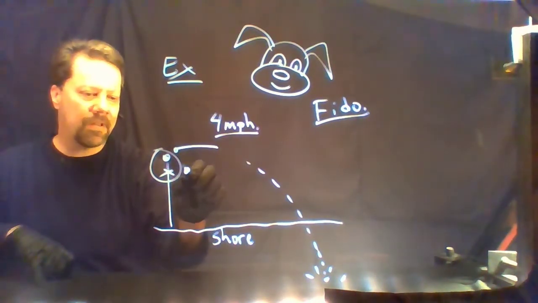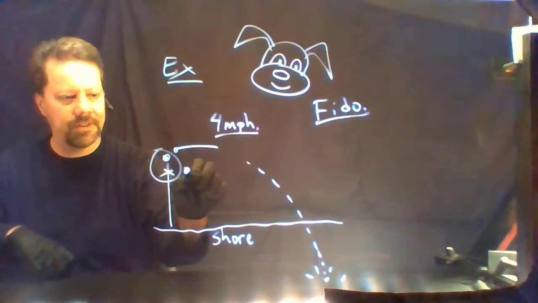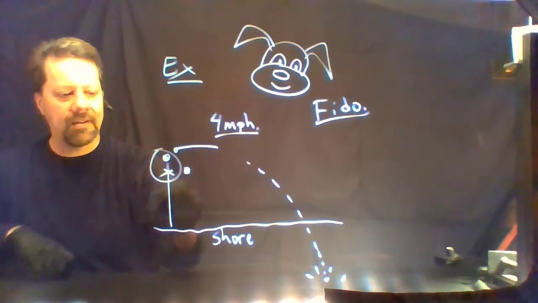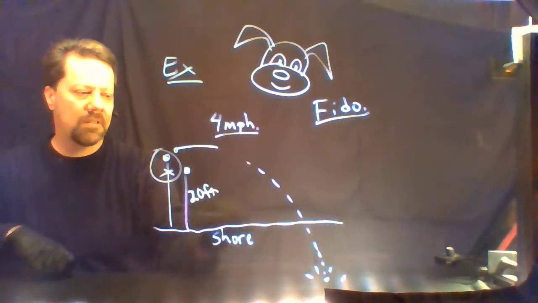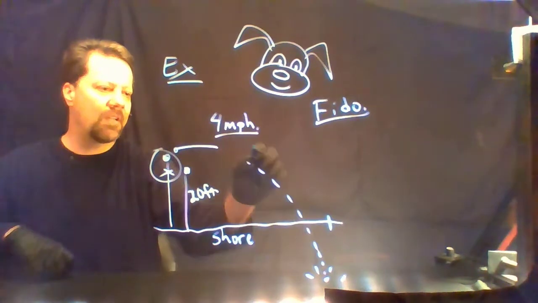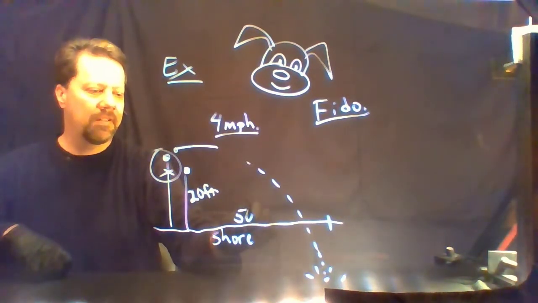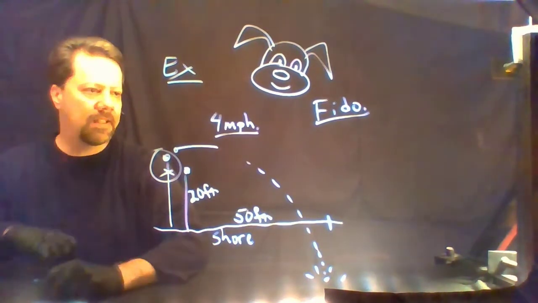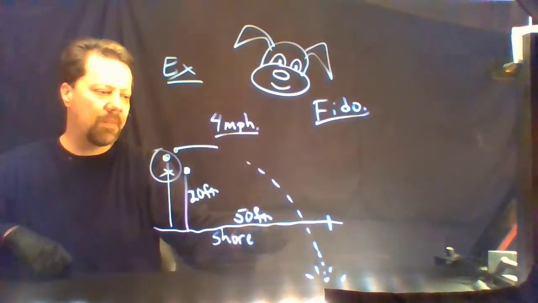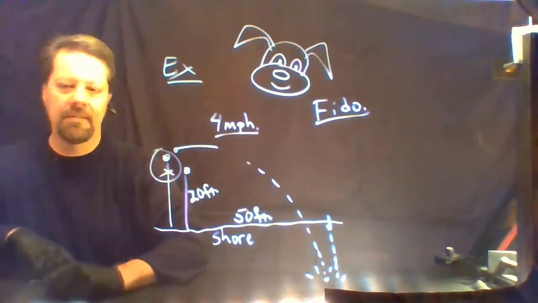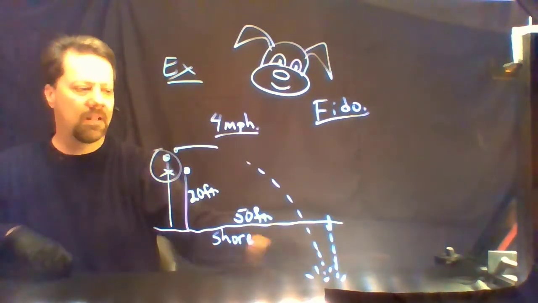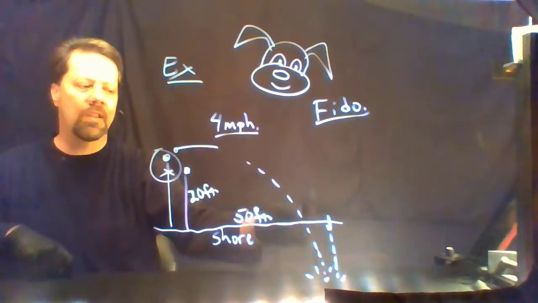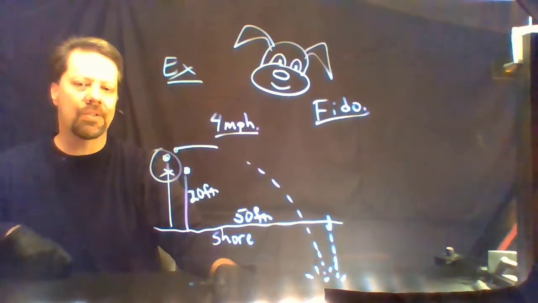Now, the dog, here's Fido, he's going to start out, let's say, 20 feet from the shore, and he's going to be about 50 feet from where the ball is, perpendicular to the shoreline here. He's going to be about 50 feet from where the ball is perpendicular to the shoreline here.